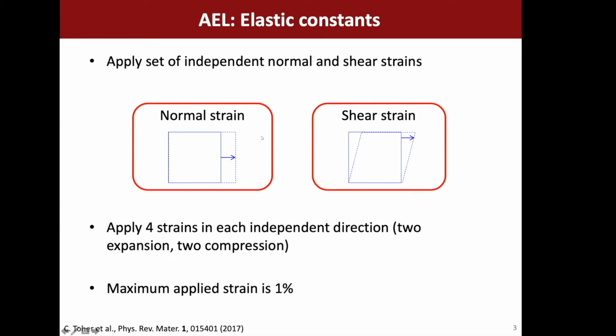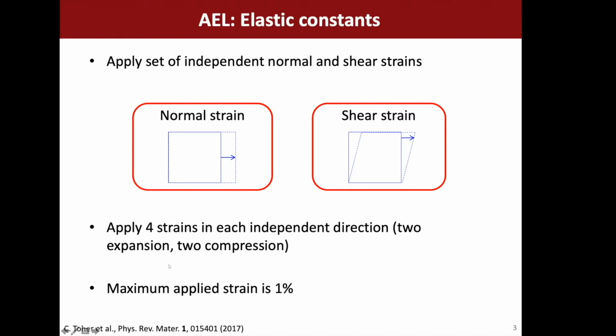In order to calculate all these elastic properties, you need to do it in all three independent directions. We apply 4 strains in each of these independent directions to make sure we're actually getting a linear stress-strain response. This also makes sure that you can eliminate noise. You don't have to worry about whether the material is fully relaxed, because you're not necessarily taking the difference from 0, but from +1 to -1. In AEL, the default is to apply a maximum applied strain of 1%, so 1% elongation of the cell, for example.